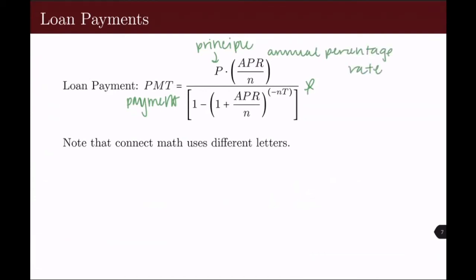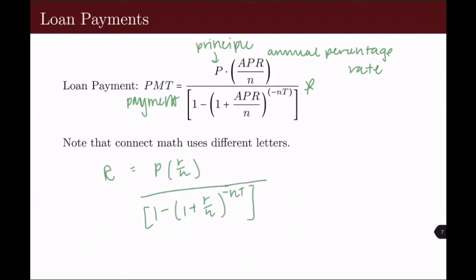However, Connect Math likes to use a big R for payment, and then they have it as P times R over N over 1 minus 1 plus R over N to the negative NT, which is fine. I just prefer to not use an uppercase R and a lowercase r in the same equation. So I do prefer this one, but this is the equation that Connect Math is going to give you. Just so y'all know, the only difference is they use R instead of APR and a big R instead of PMT, but I don't like the 2 R's. So I prefer the PMT equals formula.